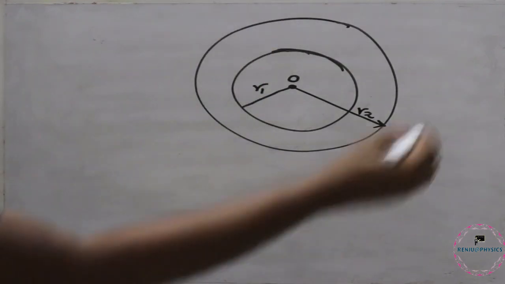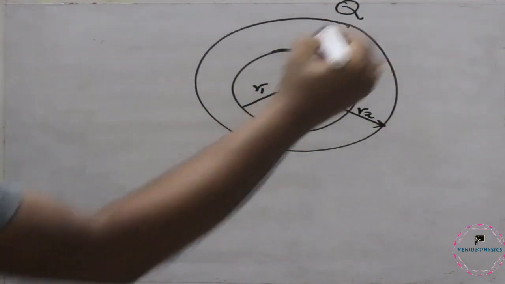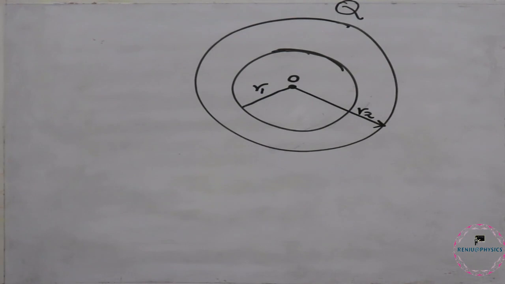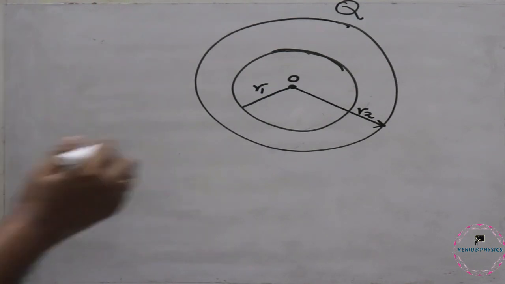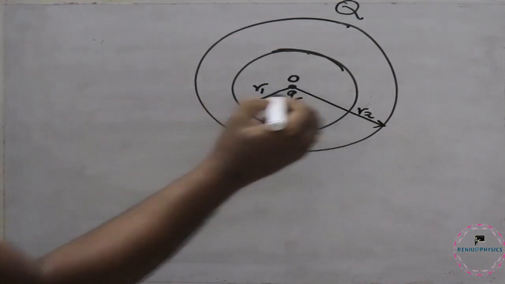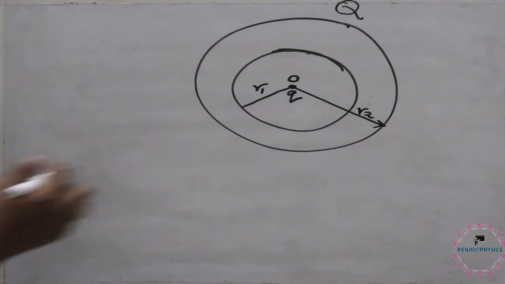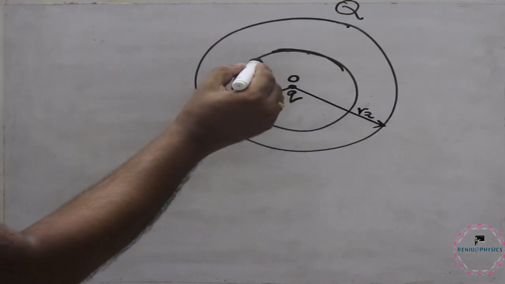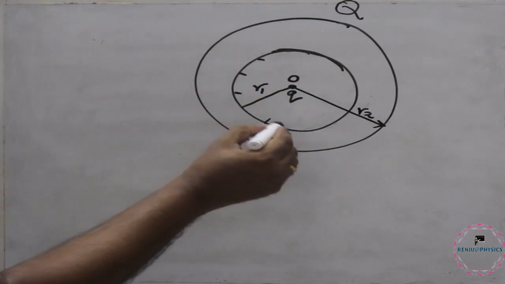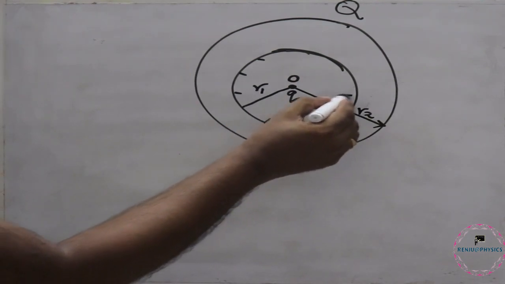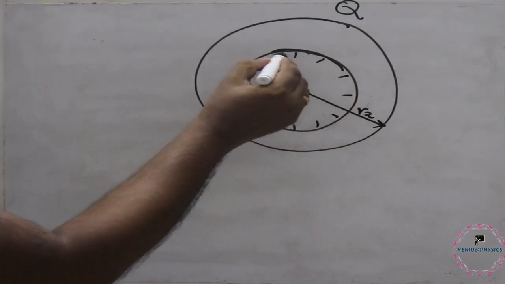The charge of the outer surface is taken as Q. And here we are keeping a small charge q at the center. We place a small charge q at the center. The charge is positive, so due to the positive charge, a negative charge is induced on the inner surface.